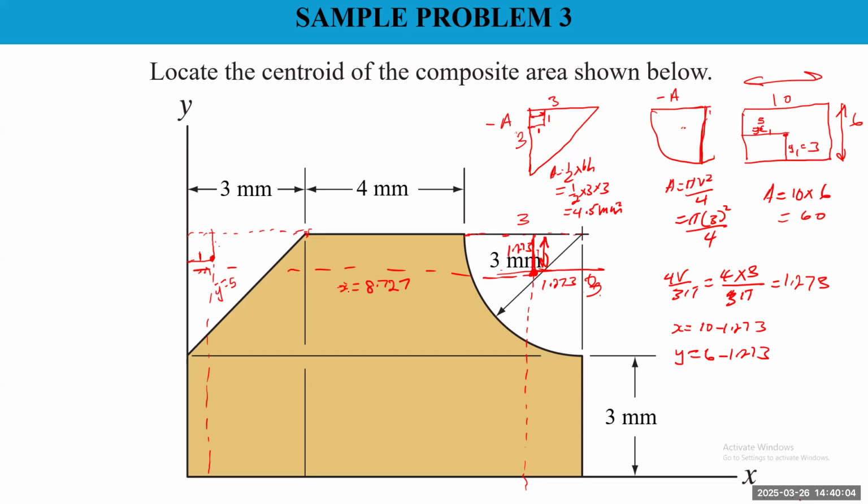We could call that x3, so as to label it. And y3 would be now the 6 minus 1.273, and so that distance would now be 4.727. All right, so let's look in the table.